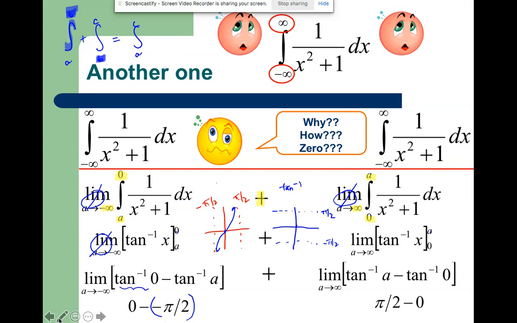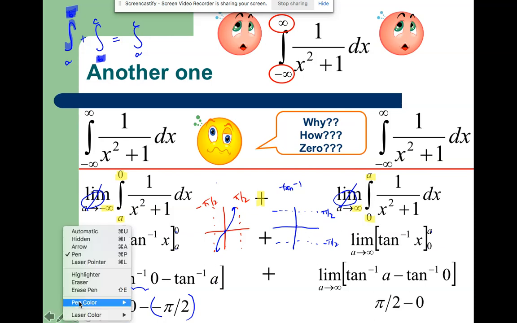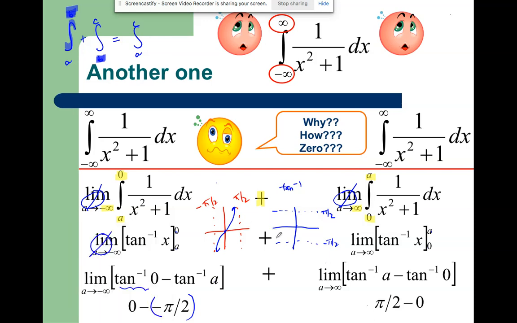Prerequisite classes are prerequisites for a reason. So where does inverse tangent go to negative infinity? Negative pi/2. Where does inverse tangent go when you're going to positive infinity? Pi/2. And then, of course, inverse tangent of 0 is still 0.